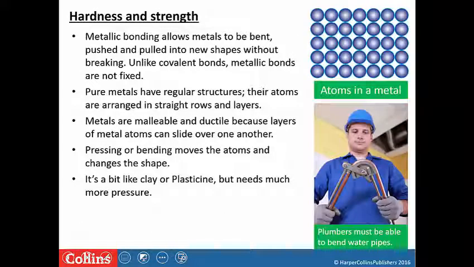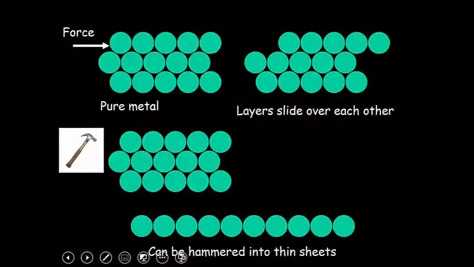Okay, so metallic bonding allows metals to be bent, pushed, and pulled into new shapes without breaking. Unlike covalent bonds, metallic bonds aren't fixed. Pure metals have regular structures. Their atoms are in nice rows and layers with the electrons in between them. Metals are malleable and ductile because of those layers that can slide over each other. And if we press or bend them, it changes the shape of the substance. It's a bit like clay or plasticine, but it needs more pressure.